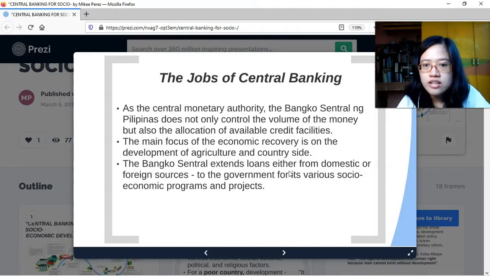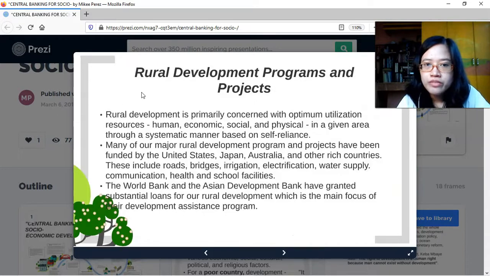The Bangko Sentral extends loans, either from domestic or foreign sources, to the government for its various socio-economic programs and projects. Rural development programs and projects. So rural development is primarily concerned with optimum utilization of resources. So you have your human, economic, social, and physical resources in a given area, through a systematic manner based on self-reliance.